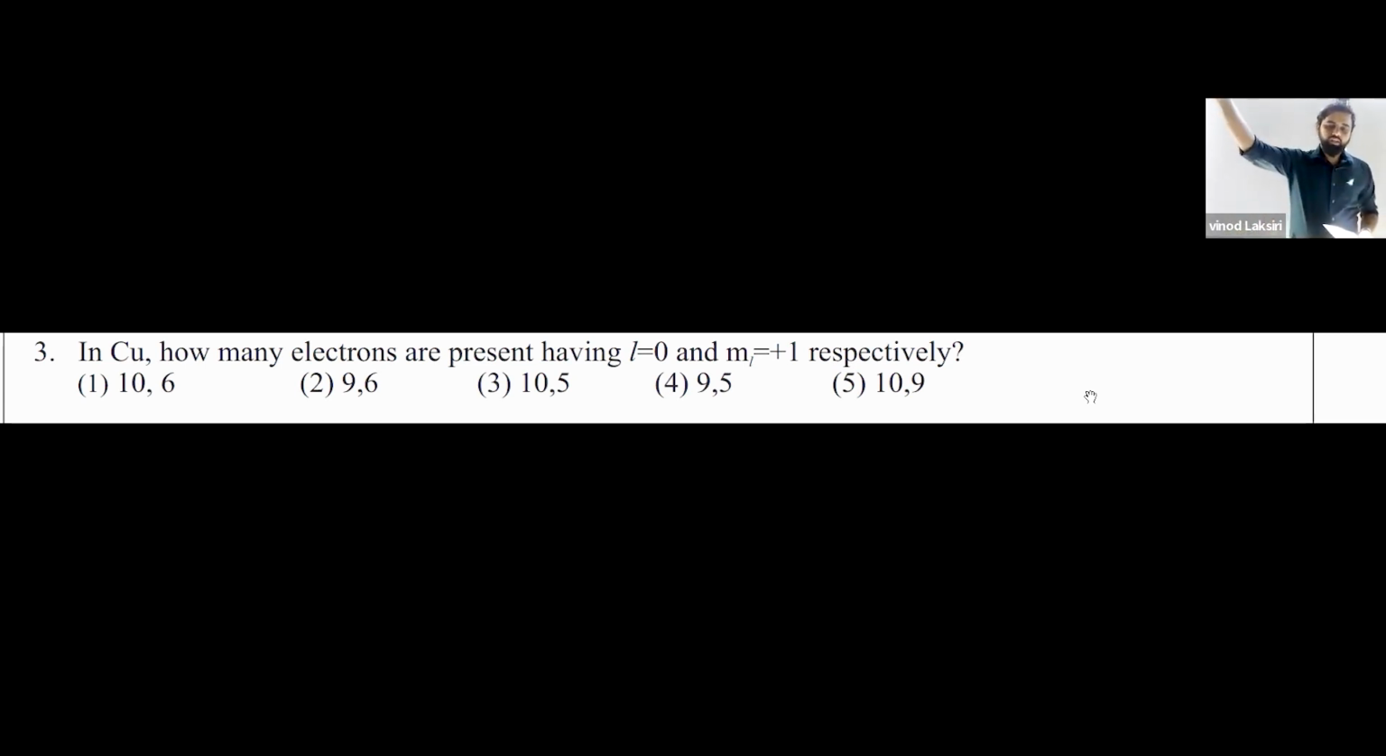Then the F sub energy level, how many orbitals? 7 orbitals. What are the Ml values? Minus 3, minus 2, minus 1, 0, plus 1, plus 2, plus 3. Right? Therefore, except for the S sub energy level, P, D, F contain the Ml plus 1 orbital. Right? So that theory you have to remember. Then we have to calculate for copper the L equals 0 electrons and Ml equal plus 1 electrons. Okay.